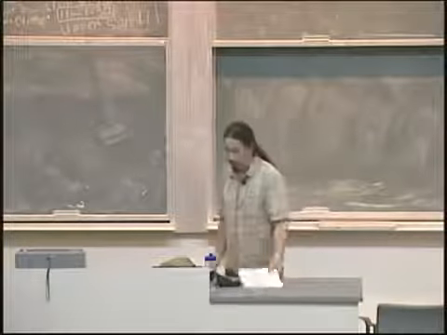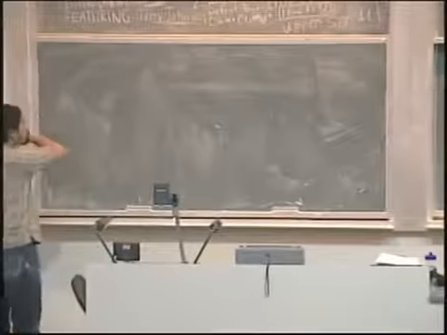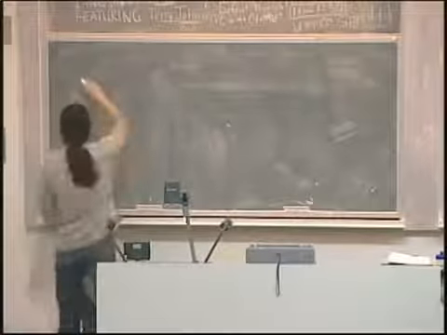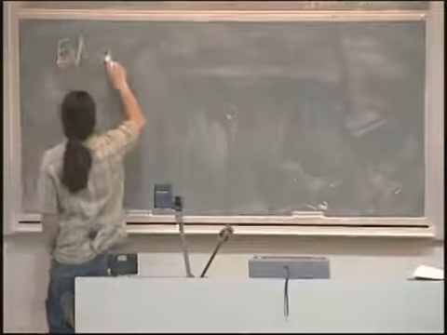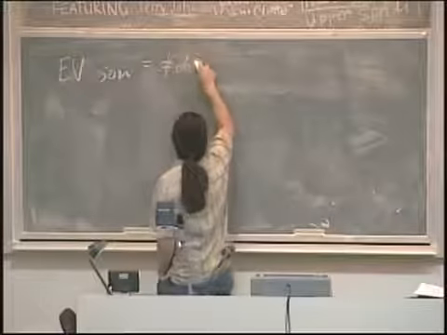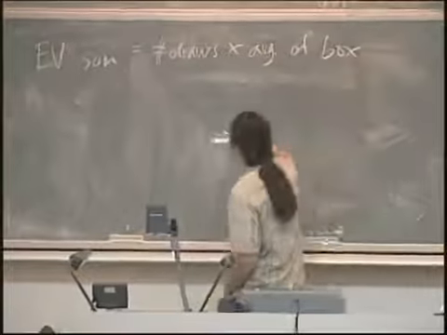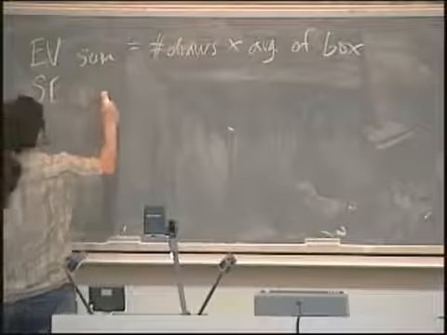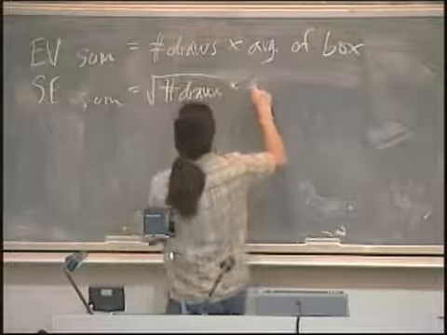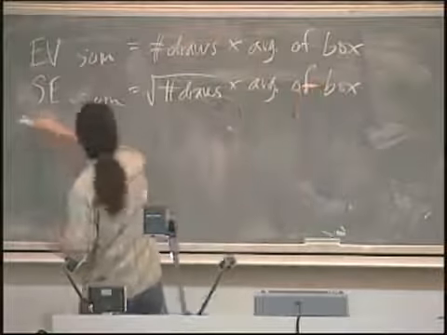And I'll give you the formulas that I think Roger Purvis already gave you, which are these. I'll write down sums of draws first. The expected value for the sum of draws is equal to the number of draws times the average of the box. SE for the sum of draws is equal to the square root of the number of draws times the average of the box. Okay, so we already know those.